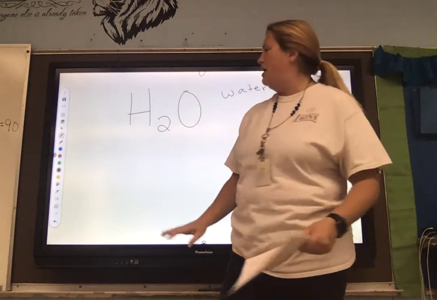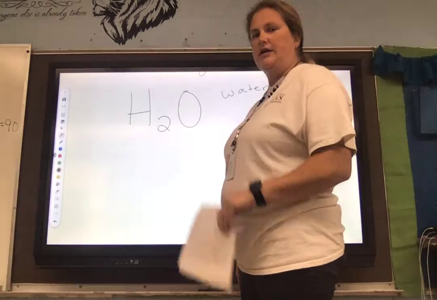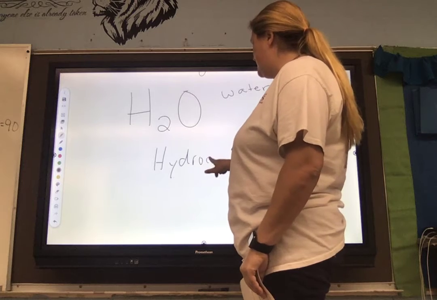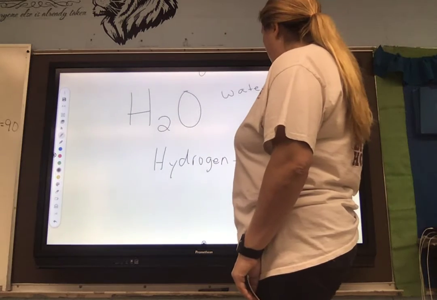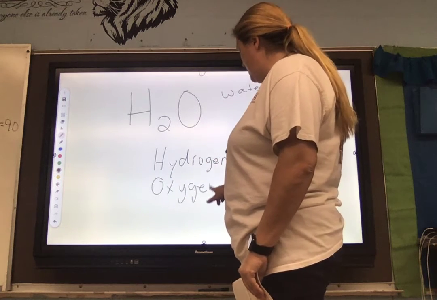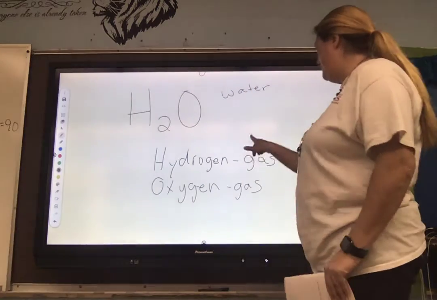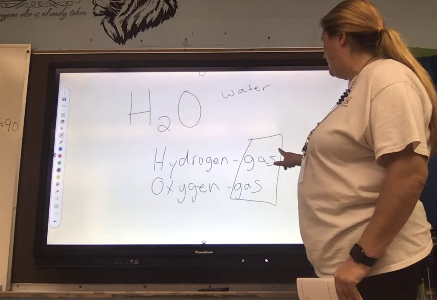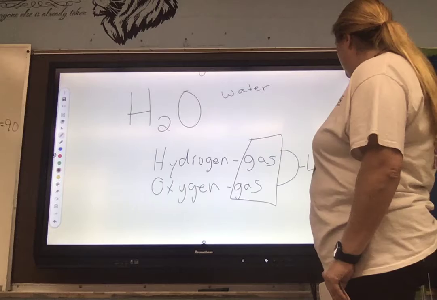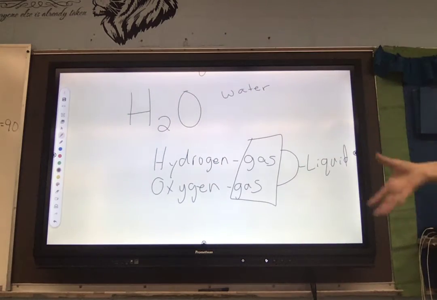Look at hydrogen and oxygen on your periodic table. Are those solids, liquids, or gases? Hydrogen on our periodic table is a gas, isn't it? We put a cloud around it. Oxygen on our periodic table of elements is also a gas. We put another cloud around it. But look what happens when I put these 2 gases together and form water. Water is actually a liquid. So we're actually making something brand new. We're turning 2 gases into a liquid.